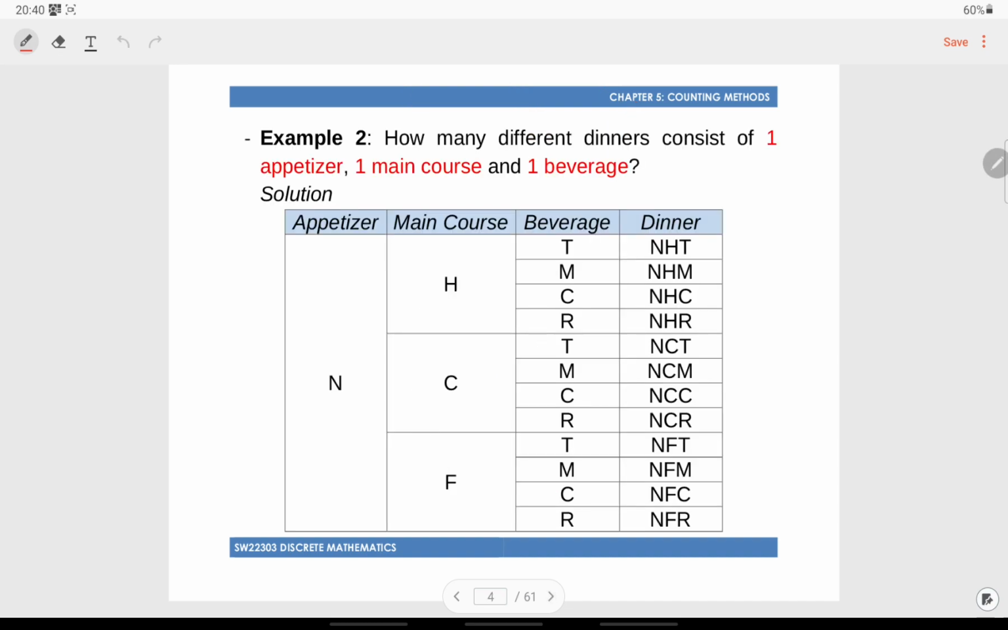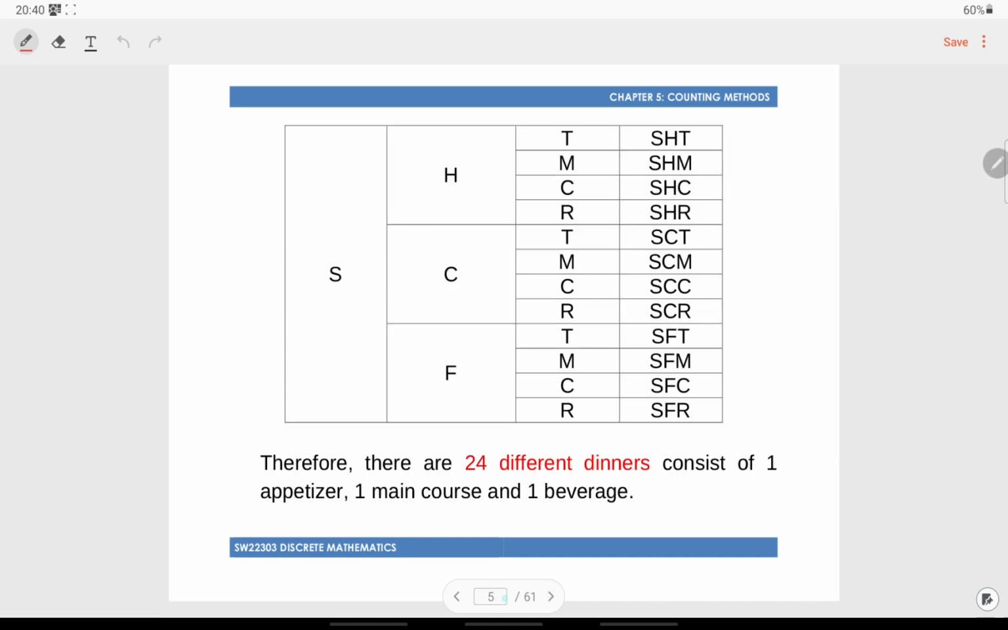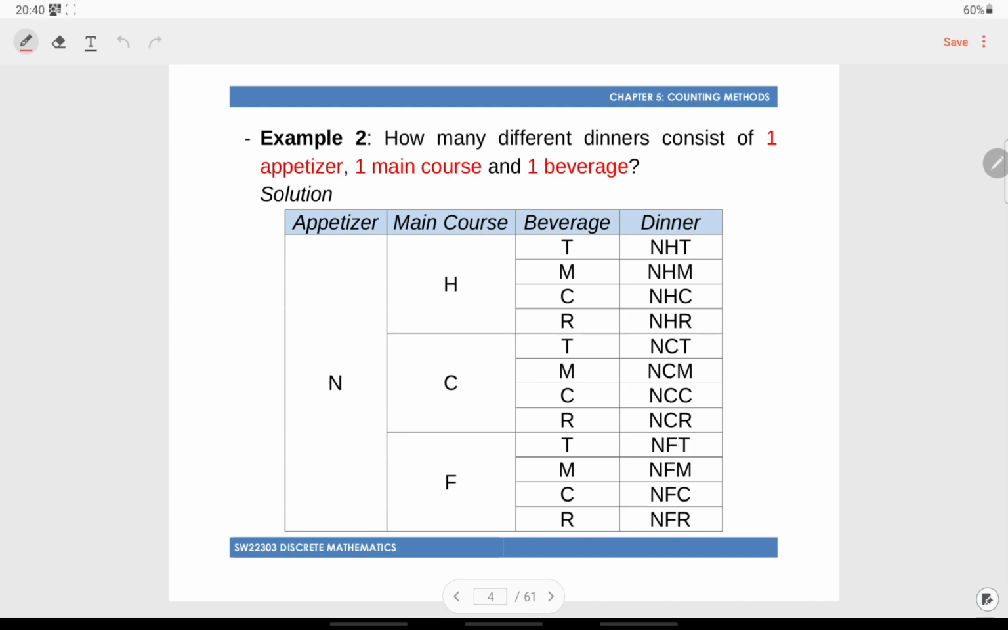So we move to the second example. How many different dinners consist of one appetizer, one main course, and one beverage? We start from the appetizer, because we only have two appetizers, then followed by the main course because we have only three main courses, and then ended with beverages because we have four different beverages.